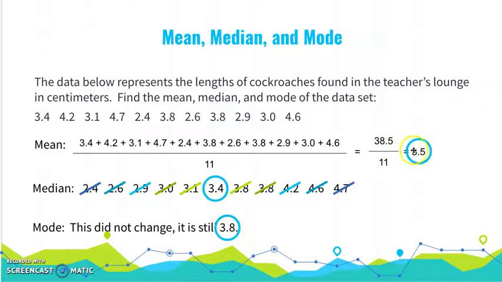Now, this will always be the case. The mean will always be affected and pulled towards the outlier the most, and the median will be slightly affected, but only a little bit because it's only 1 number off, and the mode should not be affected at all.